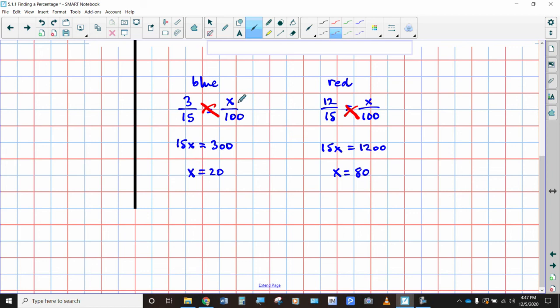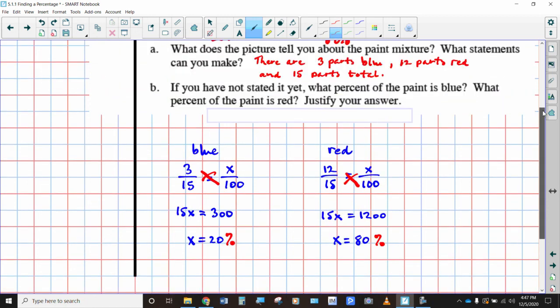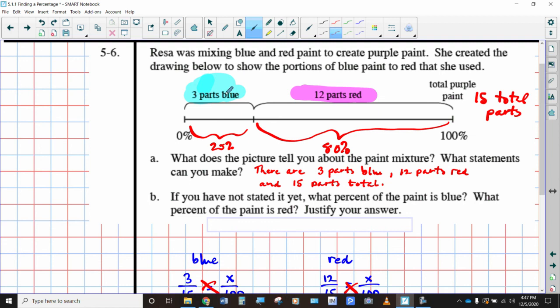And in this particular situation, since we are trying to find percent, we would just label these as percents. In the other cases, you would label them as grams, right? Because that's what we were talking about. Oh no, I guess in this case they were parts.